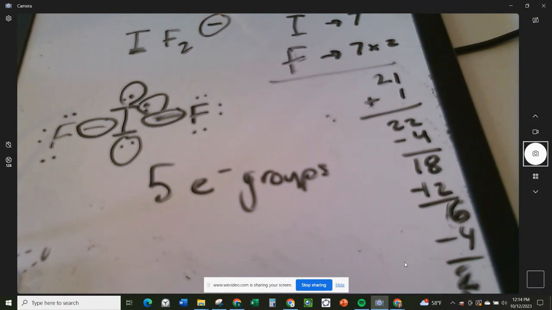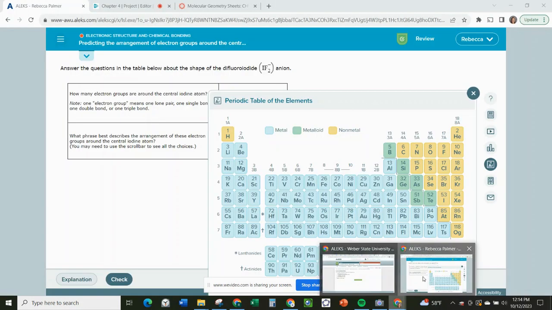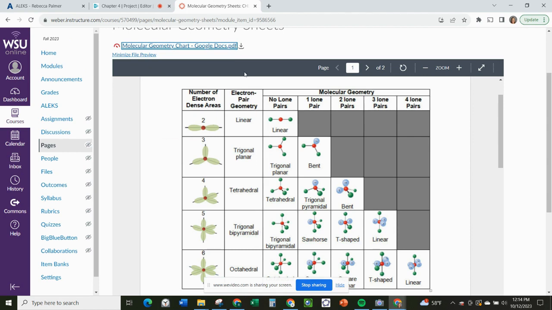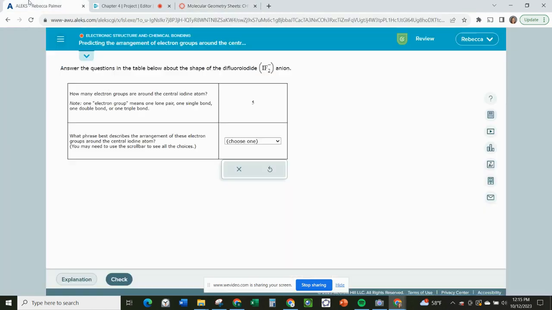So let's go back to our table. We have 5 electron groups here. What phrase best describes the arrangement of these electron groups? Be really careful. It says electron groups. If it says electron groups, we're using the electron pair geometry, and we just have to use these 2 columns. So 5 electron groups, we have trigonal bipyramidal. Make sure you match it exactly. There is a trigonal bipyramidal down here at the bottom, because there's 5 electron groups.